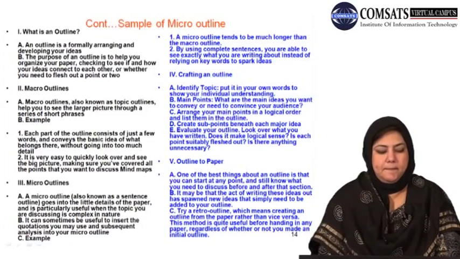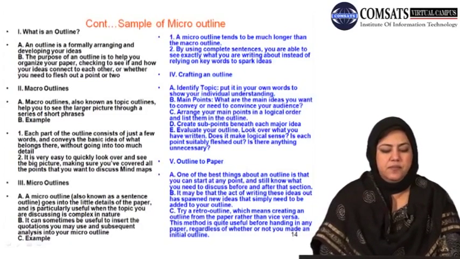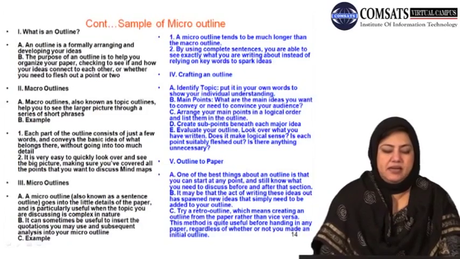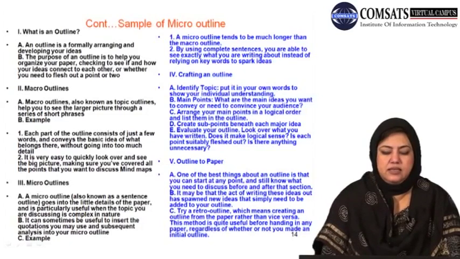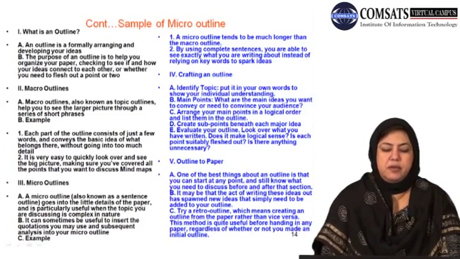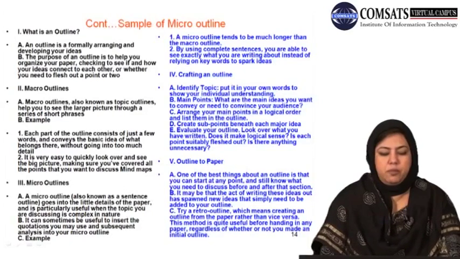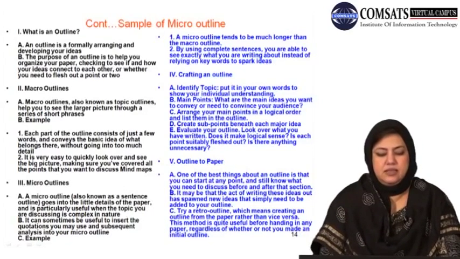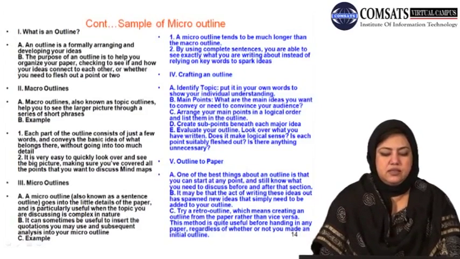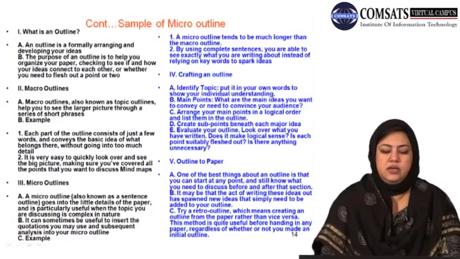Number 3 heading, micro outlines, again has subheadings within it. A, a micro outline, also known as a sentence outline, goes into the title, into the little details of the paper, and is particularly useful when the topic you are discussing is complex in nature. B, it can sometimes be useful to insert the quotations you may use and subsequent analysis into your micro outline.